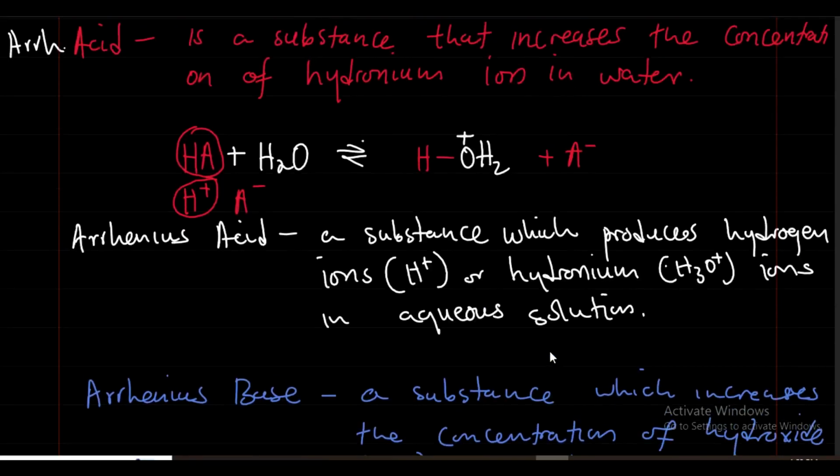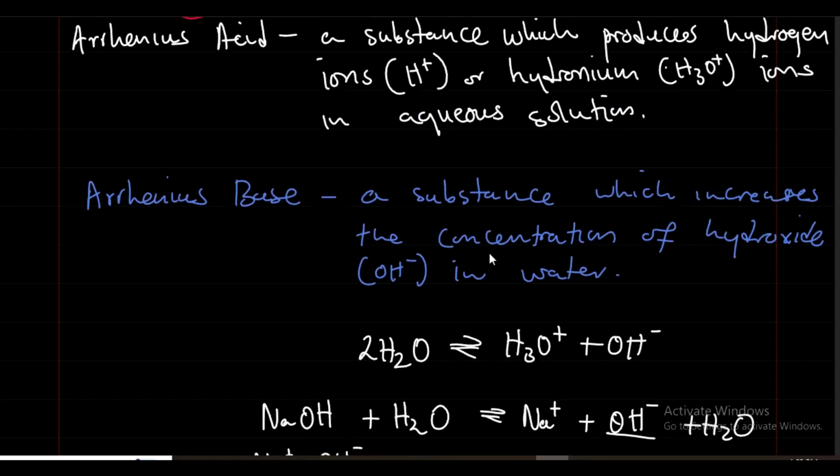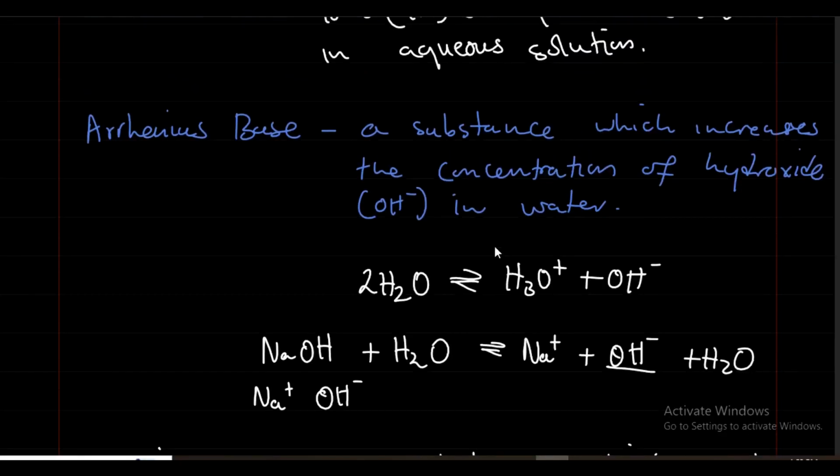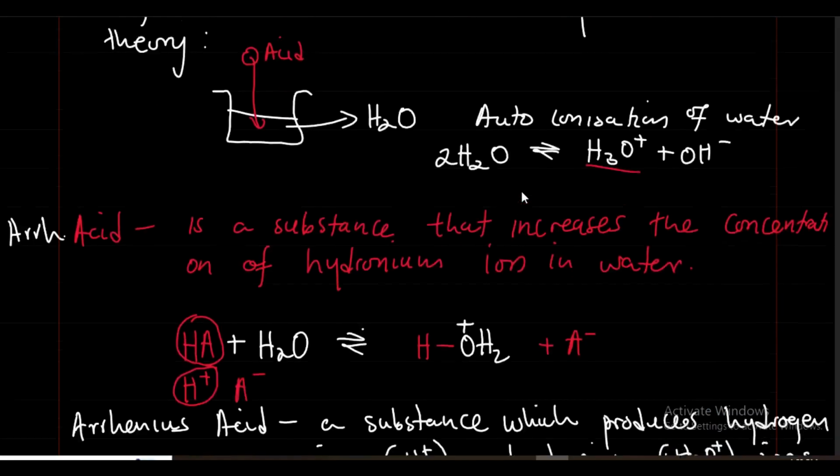Now this definition written in blue and this one written in white are the same thing. But this one requires you to understand autoionization of water, and when you understand it, you can see that a substance which increases the concentration of hydroxide ion in water must itself produce the hydroxide ion, and then after that it will increase the concentration of hydroxide ion in water.